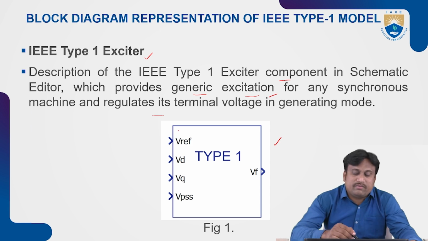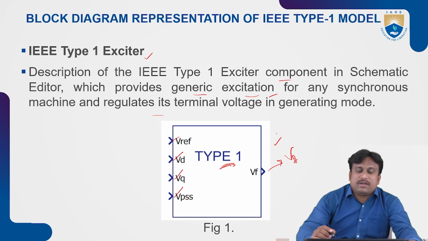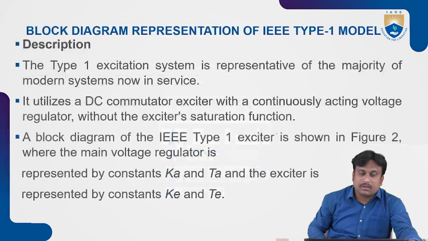This is given with the reference voltage, VD, VQ, VPSS. These are called Type 1 exciter system inputs, connecting to one of the blocks of the output field voltage VF. So how can we elaborate the components of the Type 1 exciter?